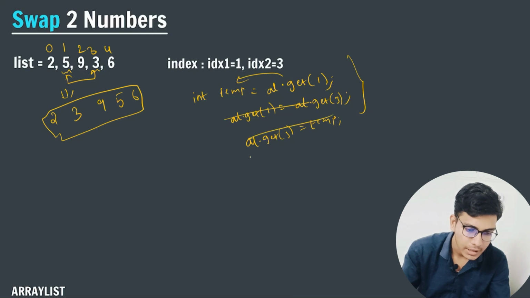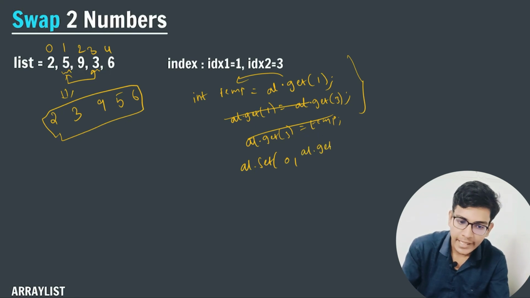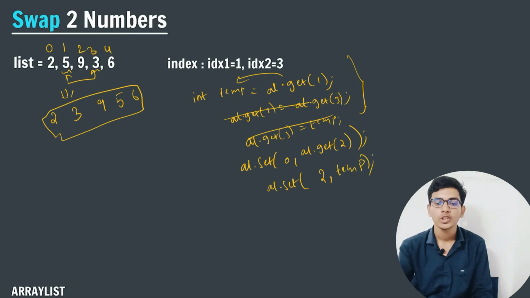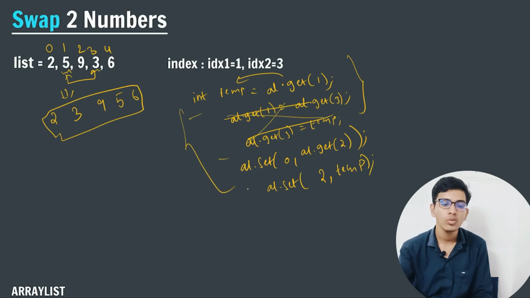After that, here in the place of al dot set at 0th index, we are setting the element, right? We are setting the second index element, so al dot get the element which is at the second index. After that al dot set at second index, what value are we going to store? We are going to store temp, that's all. So this is how swapping will take place, not these 2 steps but these 1 2 3 steps. So this is how swapping will take place.